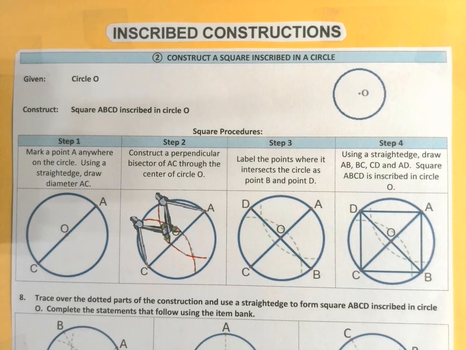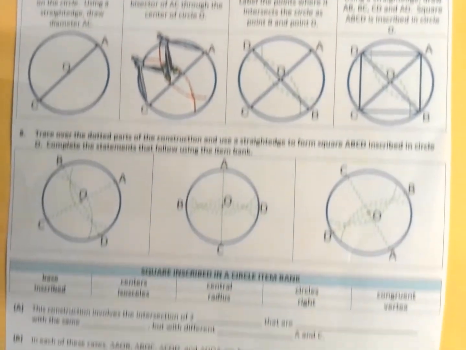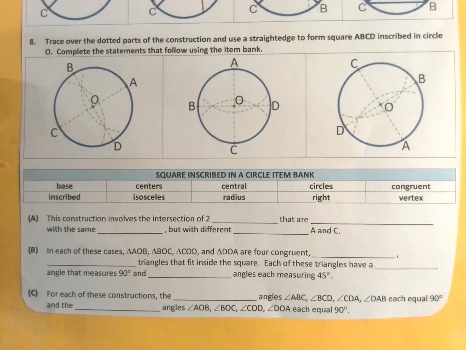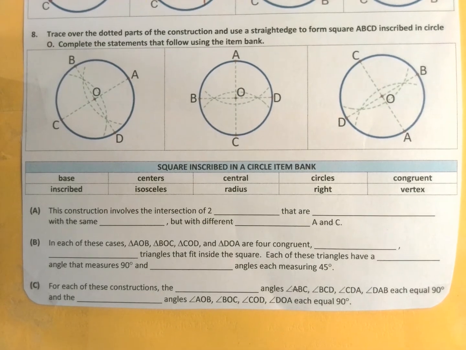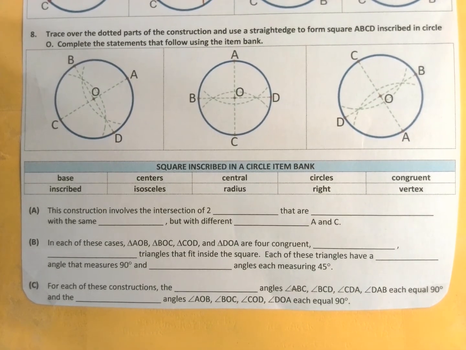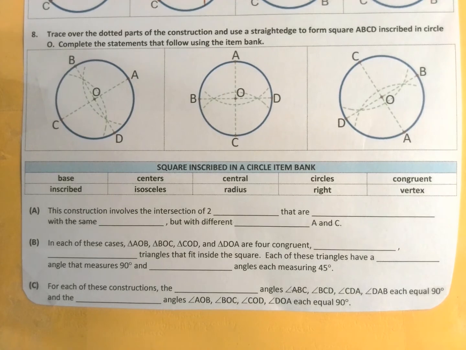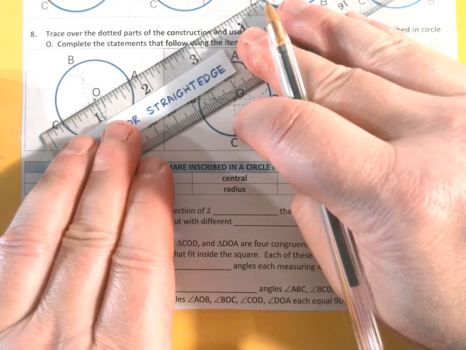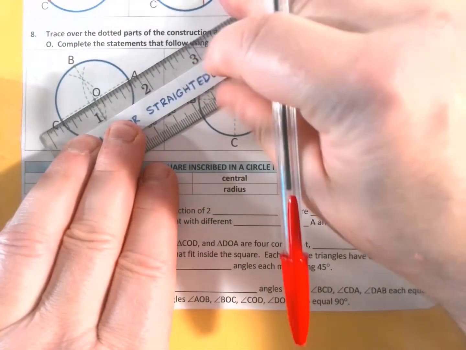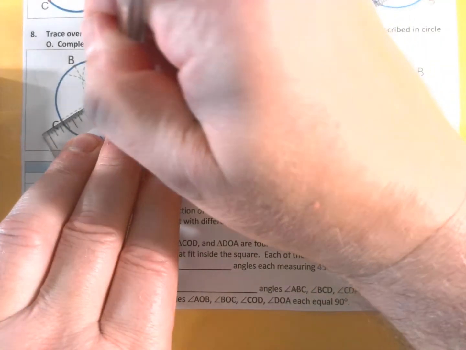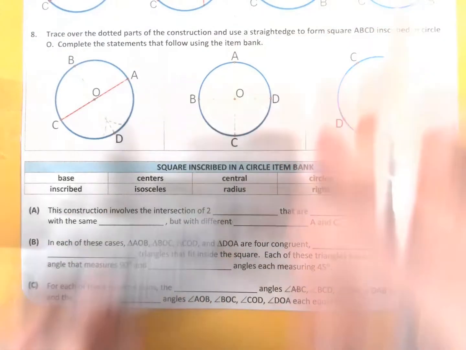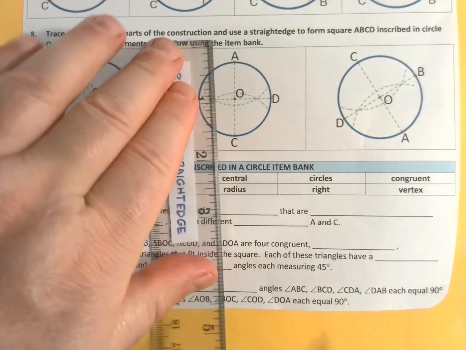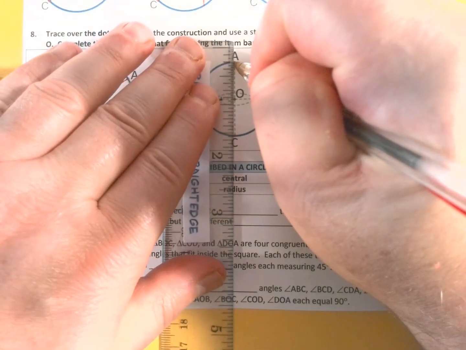So in part B, we're going to trace over the dotted parts of the construction, and use a straight edge to form square ABCD inscribed in circle O. Then we're going to complete the statements that follow using the item bank. So we get our straight edge and form diameter AC. And that's going to be true for each one of these circles. We're going to form diameter AC.